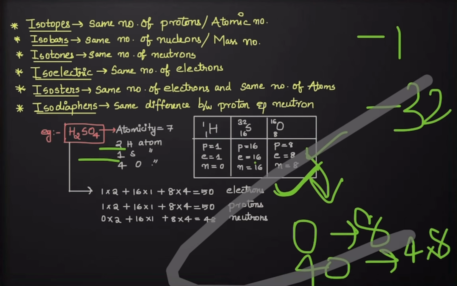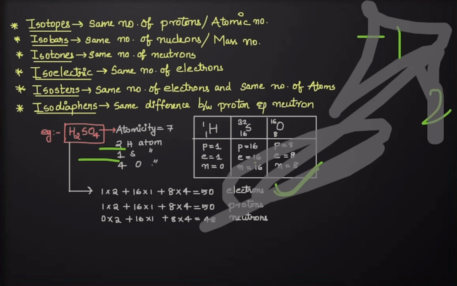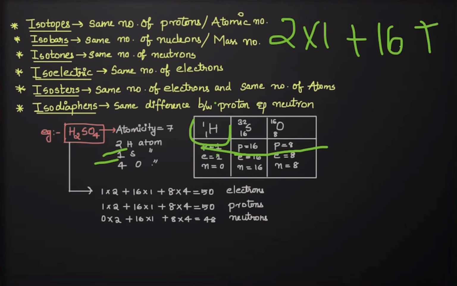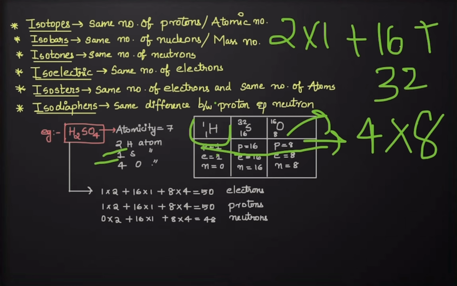Similarly for protons. One hydrogen has one proton, so two hydrogen give 2 into 1. One sulfur atom has 16 protons, plus 4 oxygen atoms, each with 8 protons, so 4 into 8 equals 32. 2 plus 16 plus 32 means 50 protons.